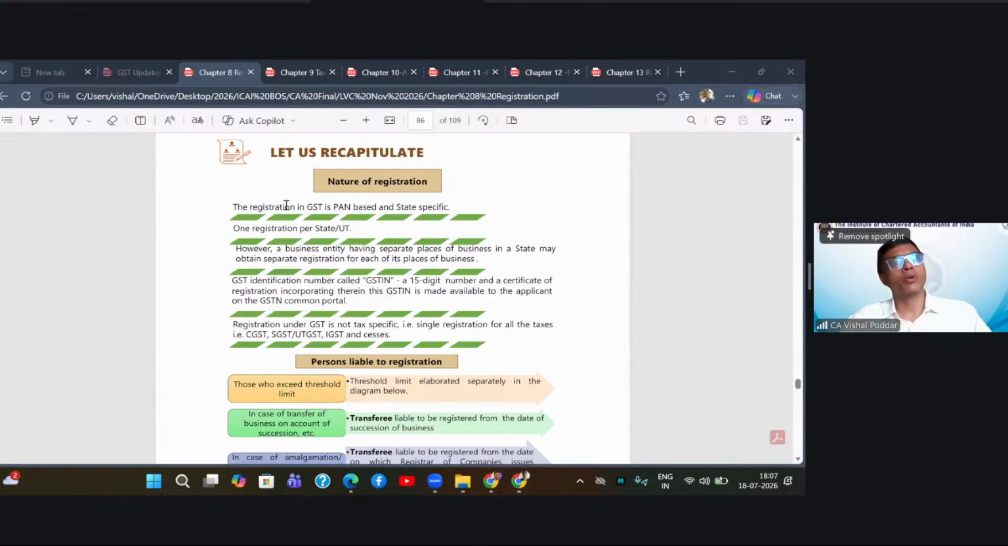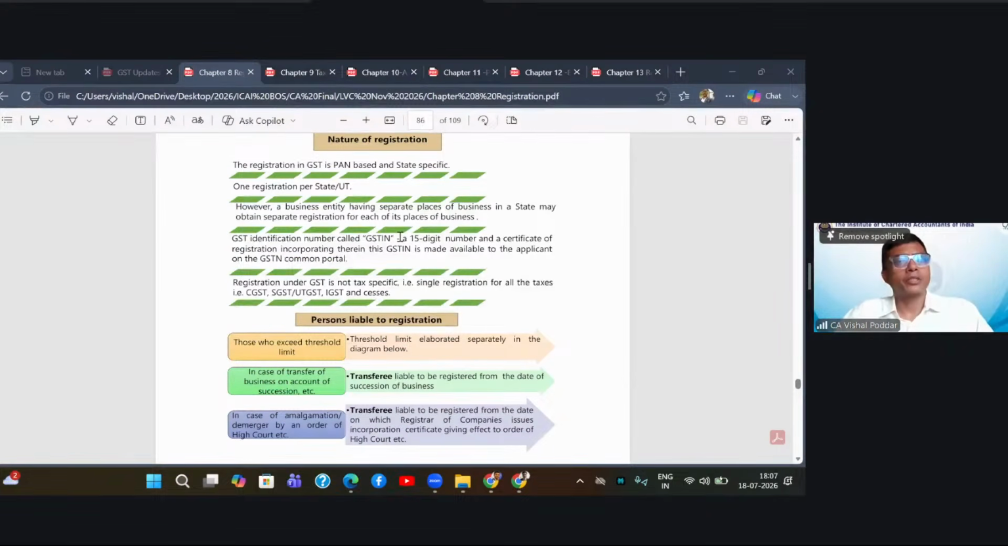In case you decide to take a single registration for all the units in that same state, let us say there are 5 branches in the state of Maharashtra in different cities, in that particular case, you'll have to select one of them as your PPOB, principal place of business, and the remaining will be your APOB, that is, additional place of business.